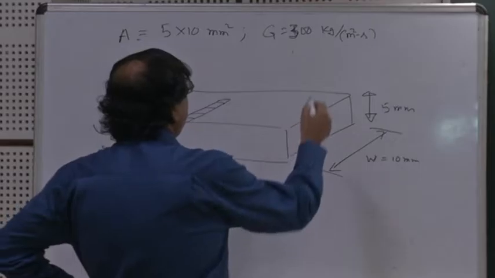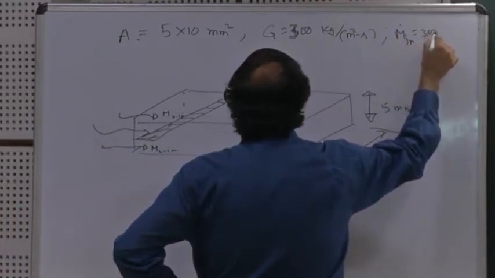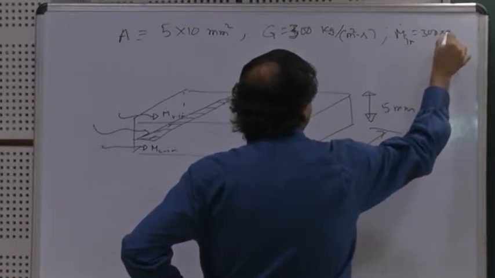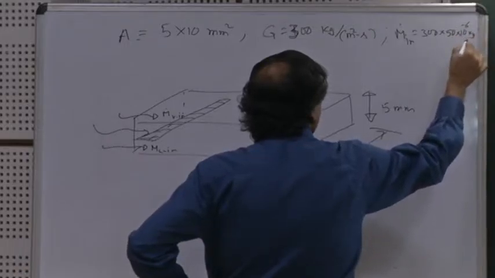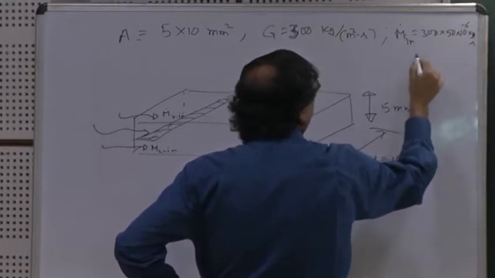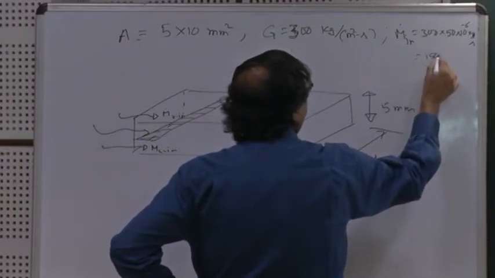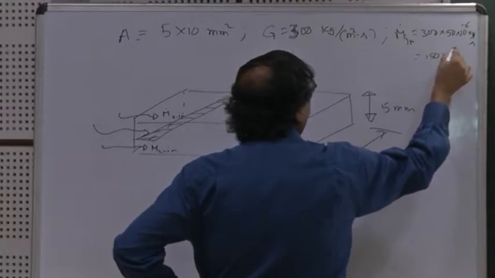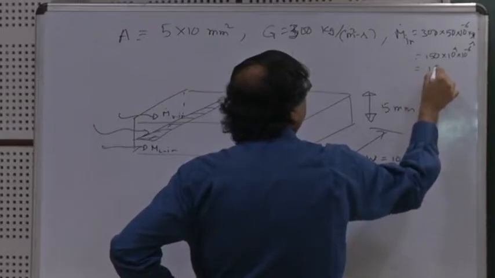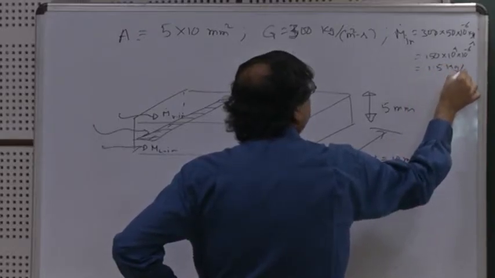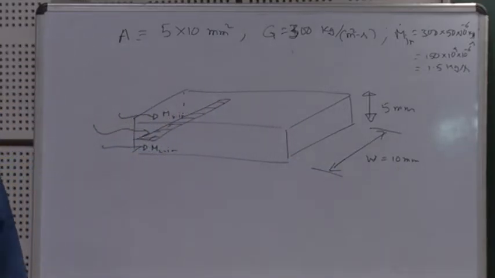So m dot in, the total mass of the liquid that's coming in, is 300 times 50 times 10 to the power minus 6 kilogram per second. That is 150 times 100 into 10 raised to the power 4, times 10 to the power minus 6, which is 1.5 kilogram per second. That is the rate at which refrigerant is coming in at the inlet. Do you see that?